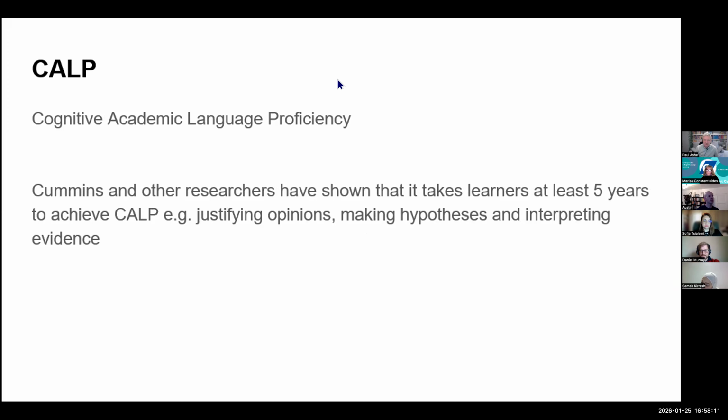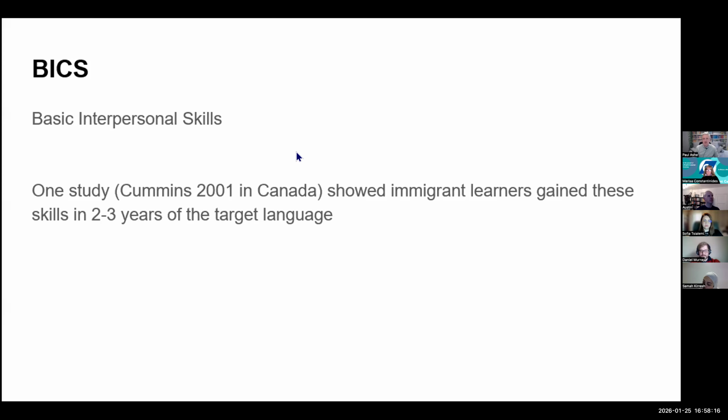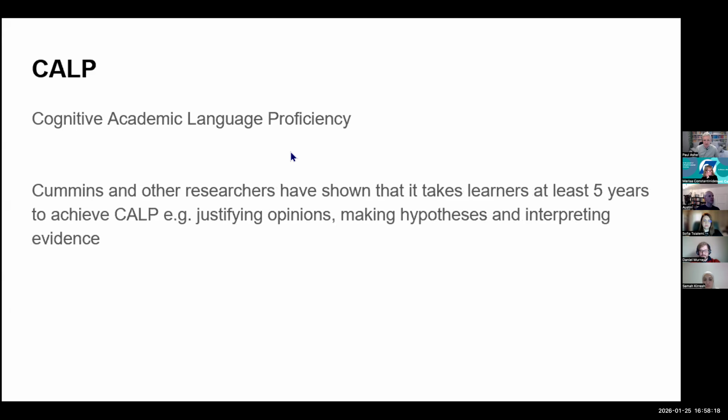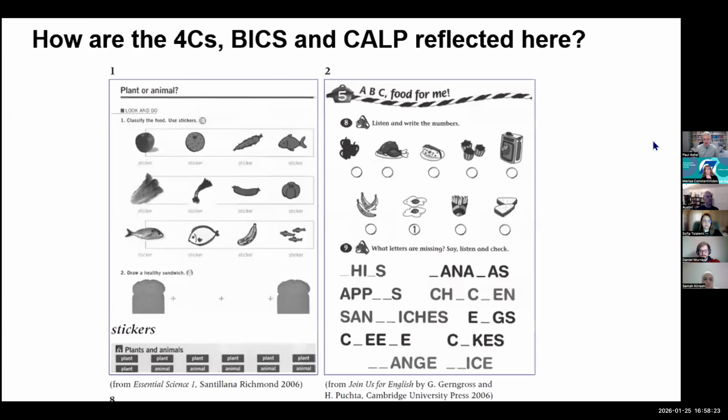So let's have a look at some examples. We're going to focus on both, let's flick back, BICS, basic interpersonal skills, as well as cognitive academic language proficiency. Here's an example of something taken from Essential Science, as well as another course book, Join Us for English. How would you say that the 4Cs, BICS or CALP is reflected in these activities? Let's look at the first one on the left, the plant or animal option.